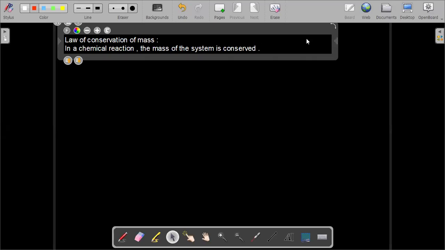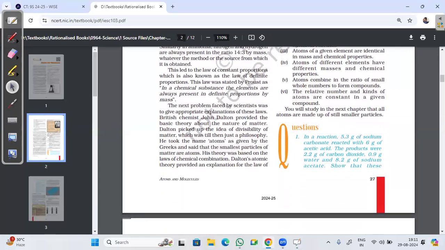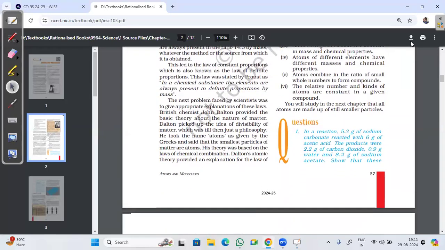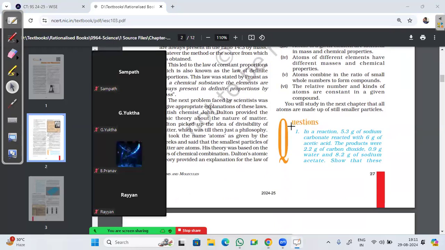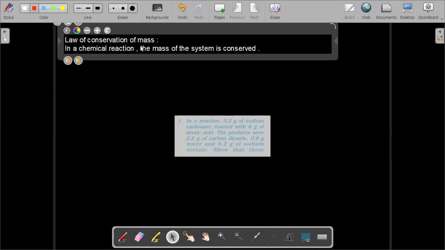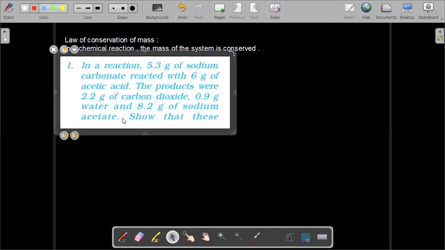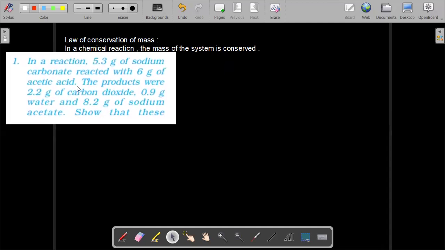Okay. I'll just show you that question once more. What does the law of conservation of mass state? So this was the question which we did about the law of conservation of mass. I hope everyone remembers this. In a reaction, 5.3 gram of sodium carbonate. So we did this question where we found out that yes, the law of conservation of mass is followed. And as per the law of conservation of mass, see, here it's given in a reaction, you have 5.3 gram of sodium carbonate reacted with 6 gram of acetic acid.